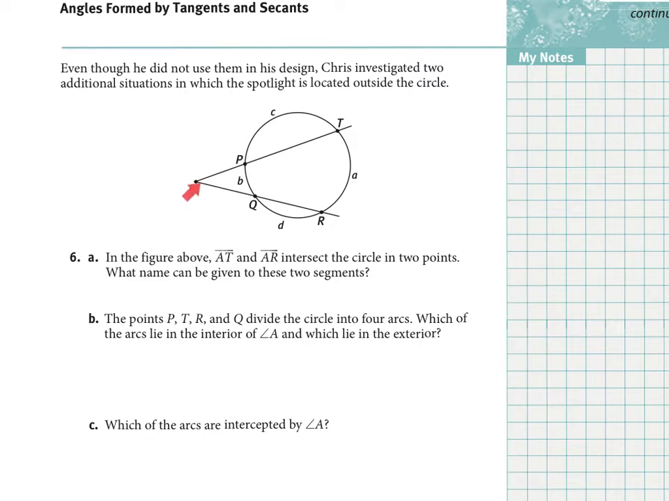So hopefully you realize since this goes through our circle, it pierces it, goes in and out and touches it twice. I hope you remember our vocab word that these both are secants. The other segment does the exact same. Part B says the points P, T, R, and Q divide the circle into 4 arcs. So which of the arcs lie in the interior of angle A and which lie on the exterior of that angle? So go ahead and see if you can figure out which of those arcs are on the interior of angle A and which lie on the exterior.